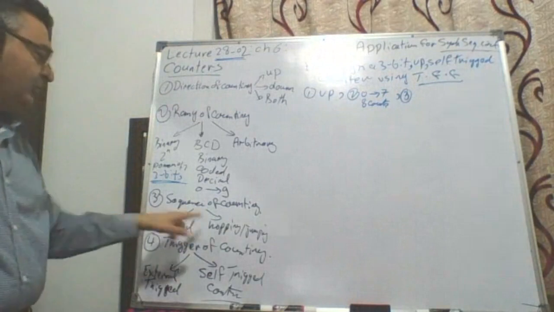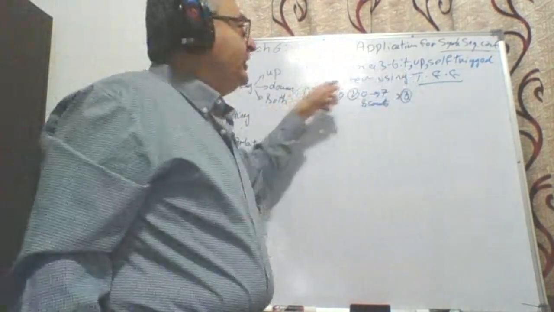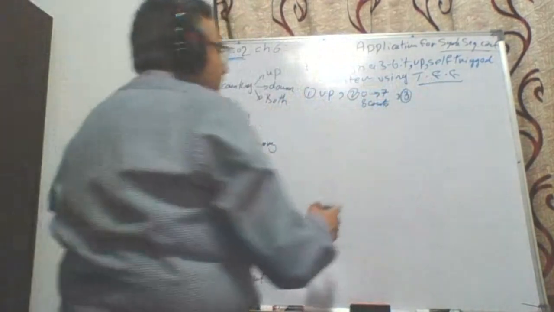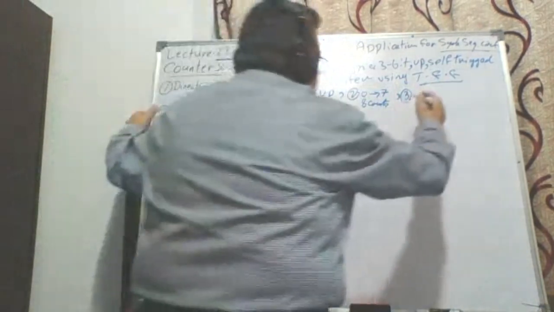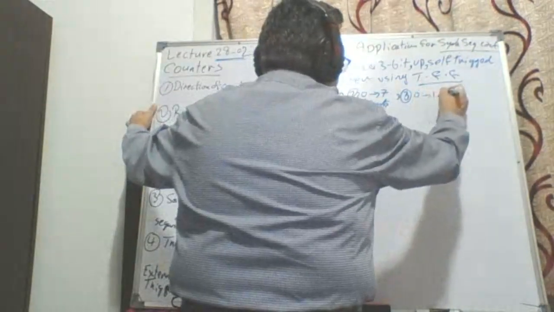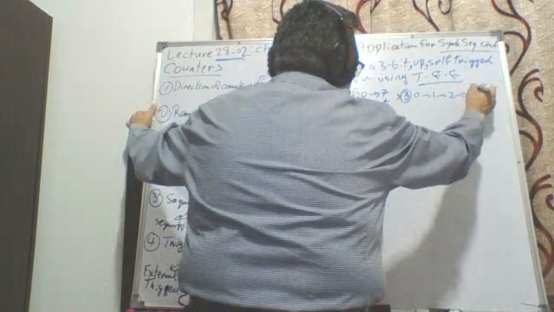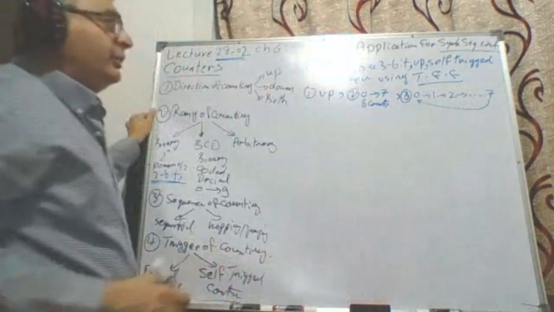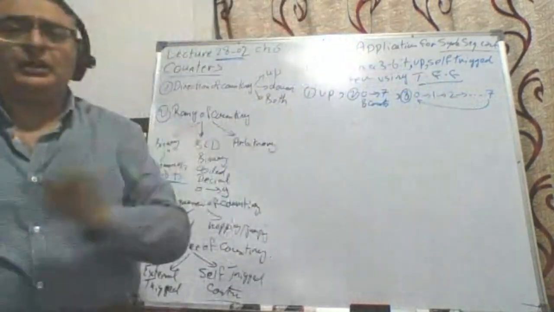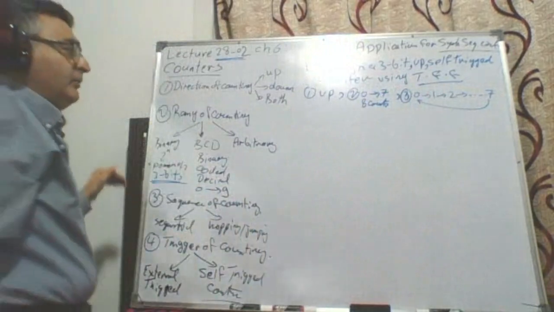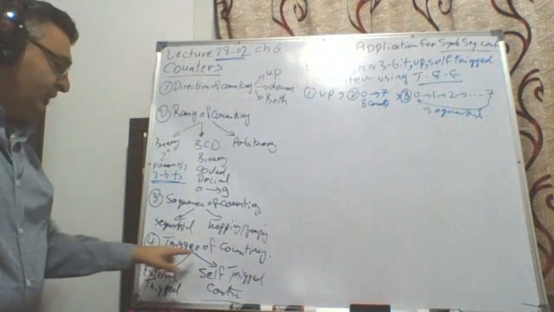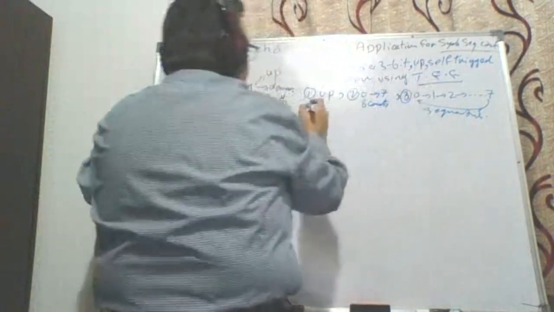Question number 3, sequence of counting. There is no mention here of any hopping or jumping. This counter does not jump from one state; it goes directly and sequentially. So it counts 0, then 1, then 2, and so on until it reaches the count 7, and then automatically goes back to 0. Nothing is mentioned about hopping, so that means it is sequential counting. Now the last question, triggering. This is self-triggered.